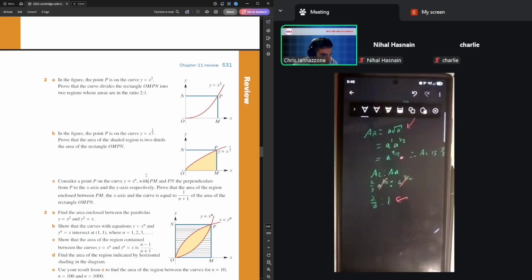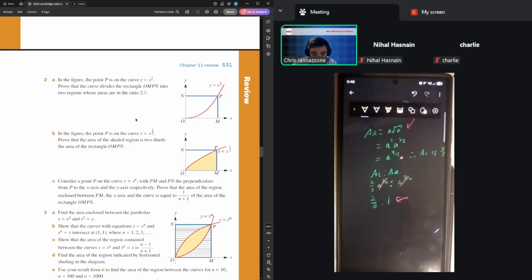So now we have a generic x to the power of n. PM and PN are perpendiculars. So in other words, it's going to be the same idea that we have in 2A and 2B. If you look at those, NP is perpendicular horizontally, PM is perpendicular vertically to x. So that's what they mean by the perpendiculars. Prove that the area enclosed by PM and the curve is equal to 1 over n+1 of the rectangle. Okay, so it is basically the same sort of question, but now the powers are unknown.